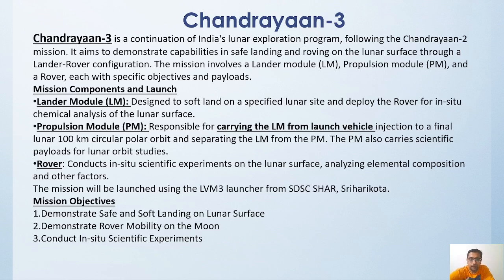There is a propulsion module which is carrying the whole lander module along with it. And we have again made a rover which has all the scientific instruments for the study of the lunar surface. The main mission objectives are a safe and soft landing on the lunar surface, to demonstrate rover mobility and conduct in situ experiments. We wanted a safe and soft landing in the moon's southern polar region, and rover mobility. We land the lander and then move the rover out from there. After that we operate the scientific instruments.